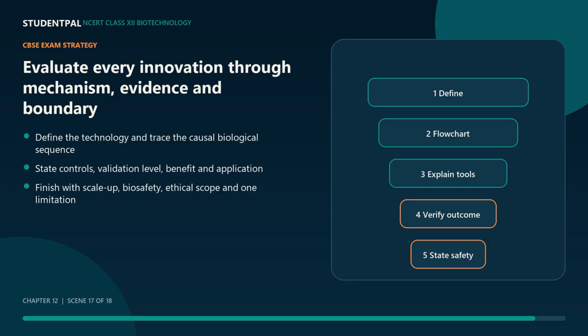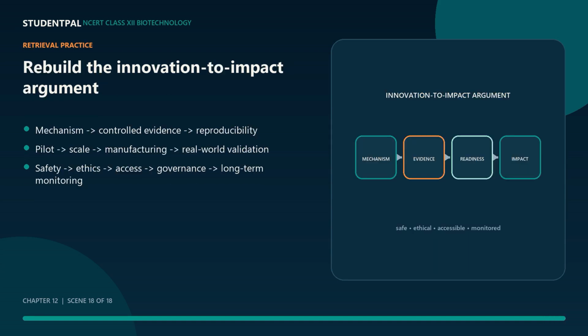Draw synthetic biology as sensor, regulator, and output inside a build, test, learn cycle with containment. Name the comparison controls and distinguish direct observation from inference. Conclude with readiness, reproducibility, scale-up, manufacturing, biosafety, ethics, equity, and a realistic limitation. Do not award novelty the status of proven benefit. Close your notes and rebuild the chapter.